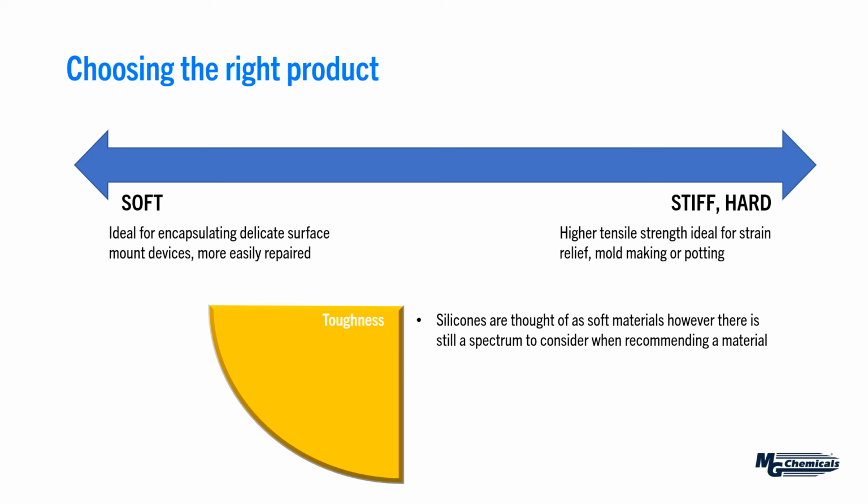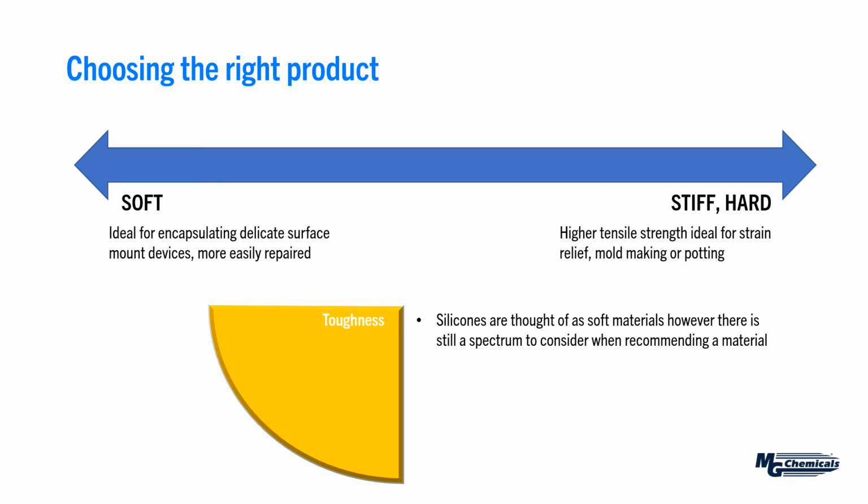Mold making is another one, and that's because if you want to make a mold, you want something with high accuracy. And mold making materials tend to have very low shrinkage. They tend to be stiffer and harder materials. And then finally, if you're doing potting, and that could go either way, but with potting, typically you want harder materials in terms of providing more impact resistance.